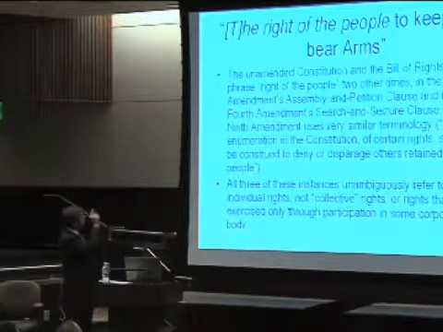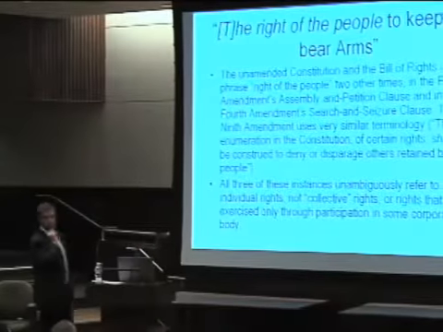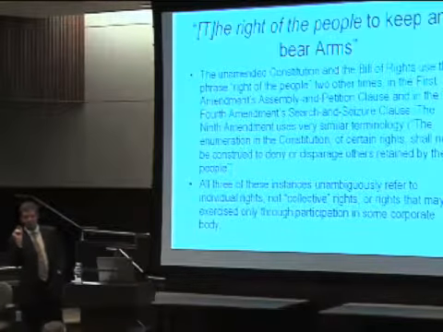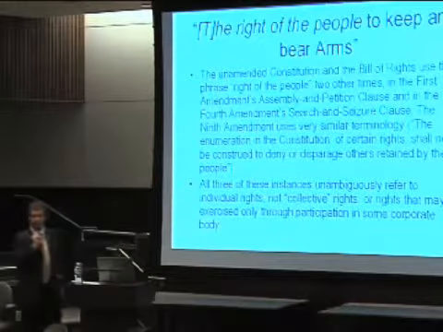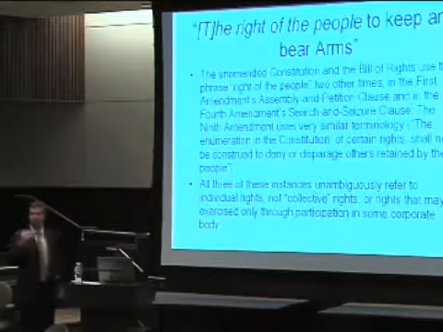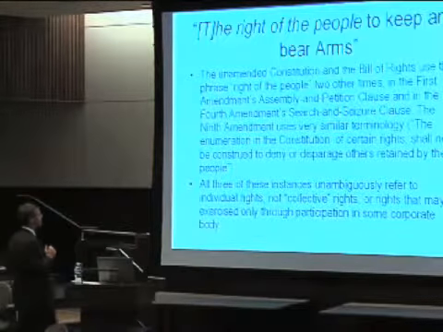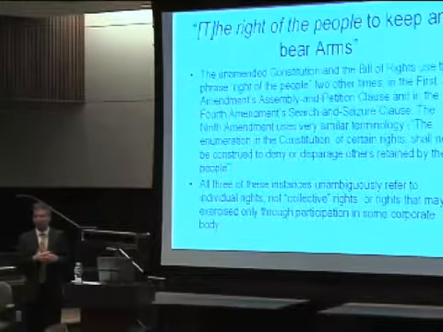Now let's walk through this a little bit. The right of the people to keep and bear arms. That's the first part of the operative clause. So he says we begin with the operative clause because it's operative, then we'll go back to the preamble and check to see if it's consistent. It's an important check to make sure we didn't err in our understanding of the operative clause.